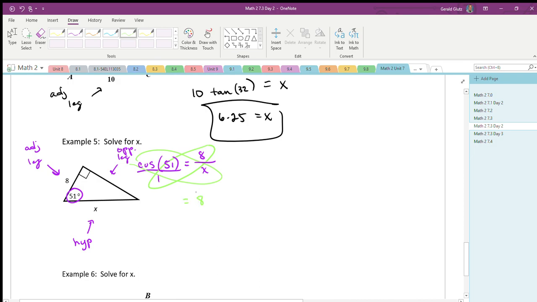So 1 times 8 is 8. X times cosine of 51 will be on the other side. So now that I have x times cosine of 51, to get rid of cosine of 51, I just divide by cosine of 51 on both sides. Cosine of 51 divided by cosine of 51 is 1. So x is going to equal 8 divided by cosine of 51. So let's see, 8 divided by cosine of 51, 12.71.